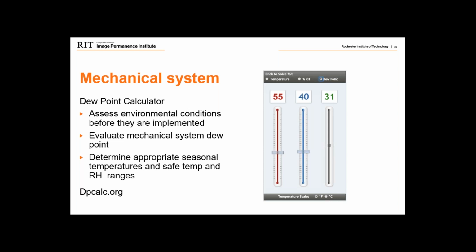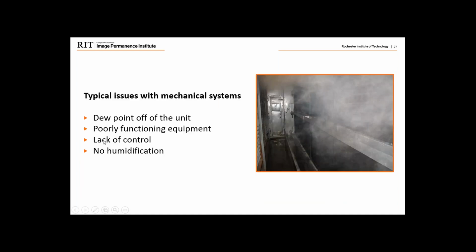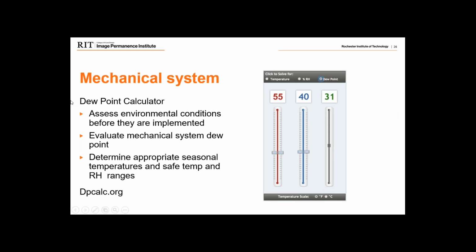One of the critical things to know about your mechanical system is the dew point that your system is capable of producing. Getting to know what dew point you have, if you can get that information, allows you to put it into a dew point calculator, which we have a link to down here. It's a free website, dpcalc.org, and you can plug that into the dew point side of the graph, and then you can plug in your relative humidity and temperature. I'll cover some of that in a few minutes to get an idea of what your collection space is capable of producing.